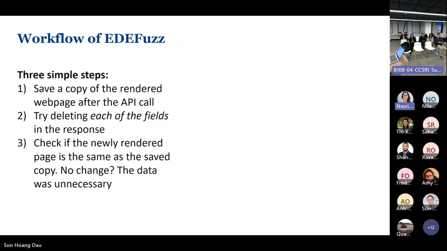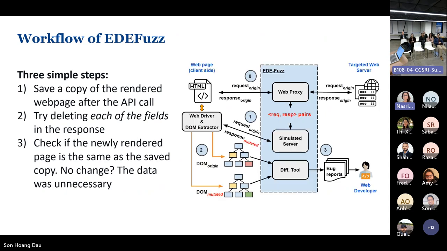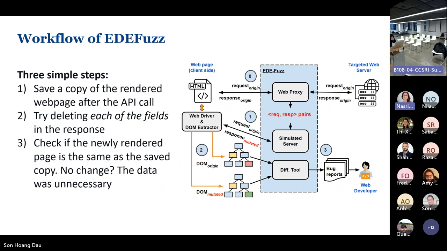And we implemented everything in a tool called EDFS. And this is the workflow. Basically, it has three steps. In the first step, we save a copy of the rendered page. Basically, we run the system as is, and we capture the normal graphical user interface. After that, we delete the response fields one by one. We send the request, but when we get the response, we mutate it, deleting some data field, and we generate the DOM tree of the current response, and we compare it with the original DOM tree of the normal workflow, right? And if they are the same, it's problematic. If they are different, it means that this data field is useful to some extent.